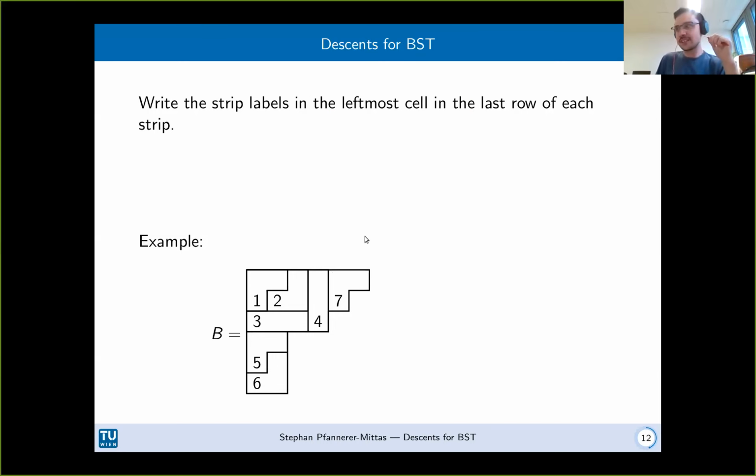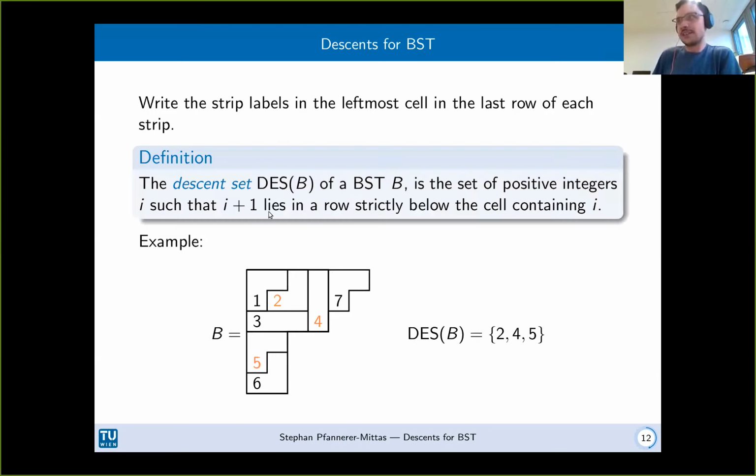And now the notion of descents is quite familiar, what we had before, namely i is called a descent if i plus 1 is in a row strictly below. So 1 is not a descent because 2 is right next to it. 2 is a descent because 3 is somewhere below. 3 is not because here is 4. 4 is a descent because 5 is below. 5 is a descent because 6 is below, and neither 6 nor 7 are descents. So this is how we have descents on border strip tableaux, but this is not the statistic we are looking for, but an important ingredient to it.